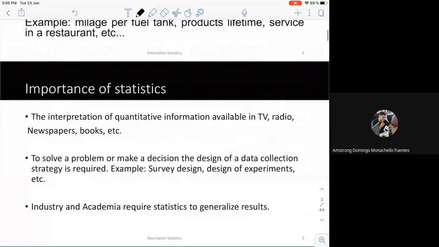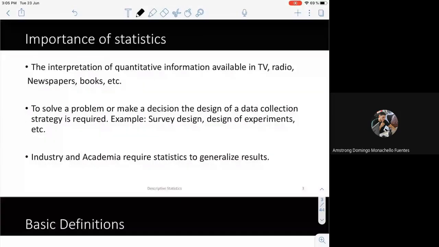There are multiple reasons, guys. First, you require the interpretation of quantitative information every time you're reading a book, a newspaper, even when you're watching TV. It's common that you see different plots, different tables. Nowadays, with the COVID situation, every single news is showing us different plots, like number of new cases, number of deaths per day. The way in which that information is presented to us is through descriptive statistics.